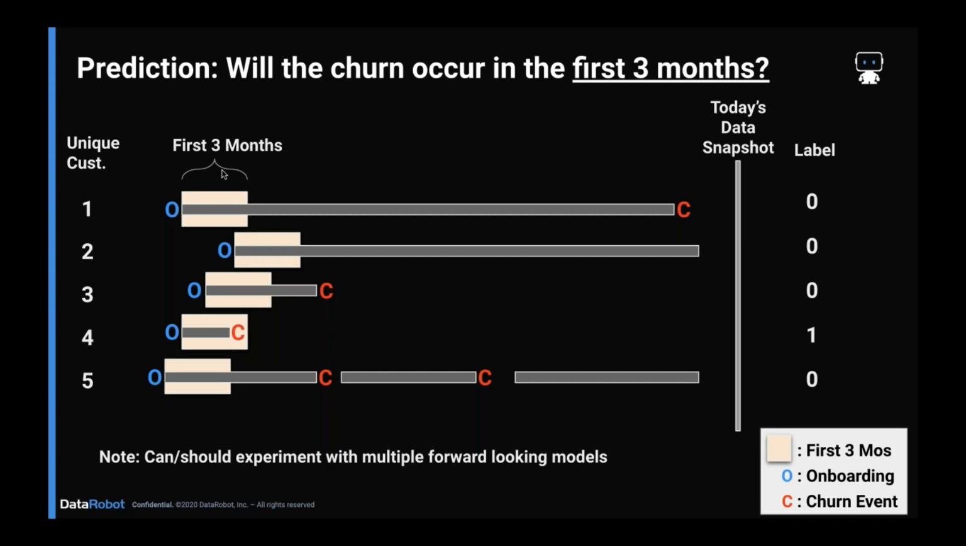Another thing we can talk about here is the first 3 months might be interesting, but what about the first 6 months, the first 9 months, the first year? You can actually consider to build multiple models, and that is typically the best practice of solving these types of problems. So you would build a 3 month model, you build a 6 month model, you build a 12 month model. And that gives you more granularity, right?